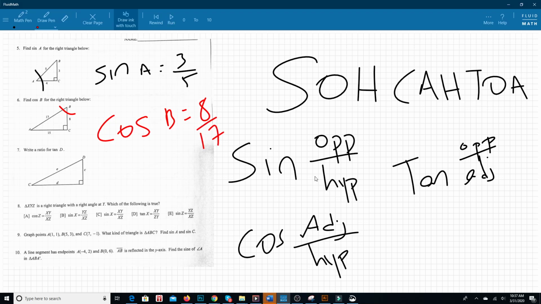Then for 7, they asked me for the tangent of D. The tangent of D is going to be the opposite over adjacent, right? Tangent is opposite over adjacent. Tangent of D is going to be equal to opposite, which is D over C.